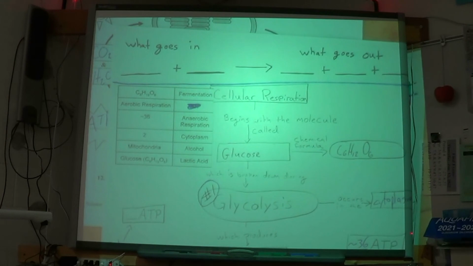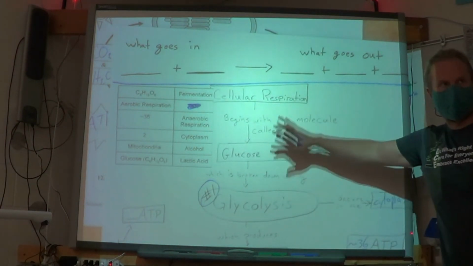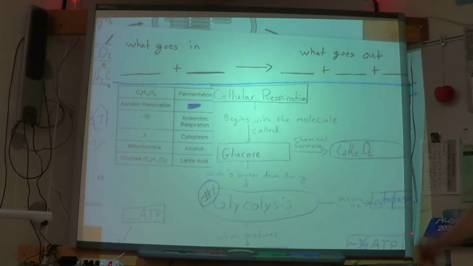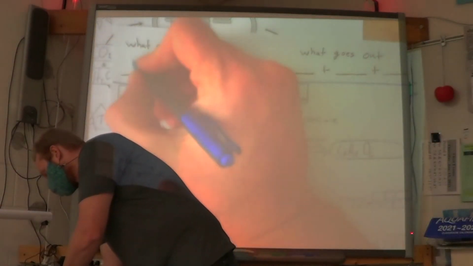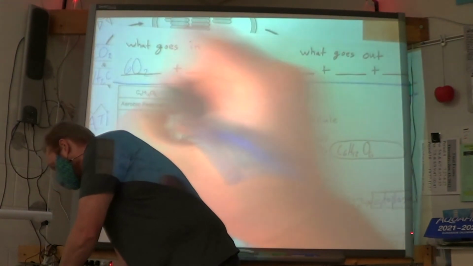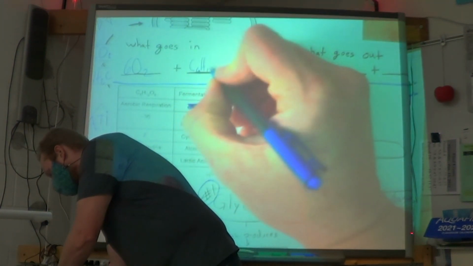Okay? So, what goes in, what goes out, that's my chemical formula. So what do I need in order for cellular respiration to occur? Now we're talking the aerobic side of it. What goes into it? Oxygen. We need oxygen. How many? 6. We need 6 O2s. What else? C6H12O6. We need C6H12O6.